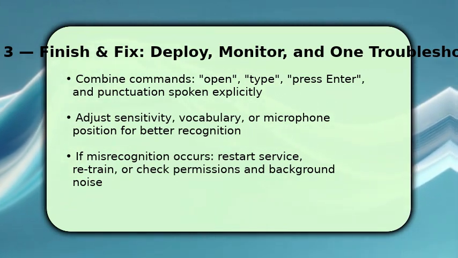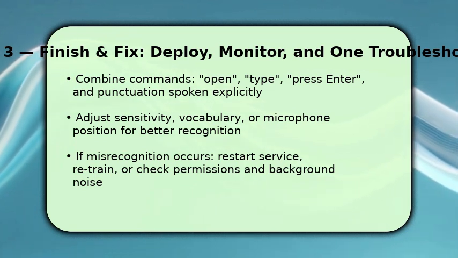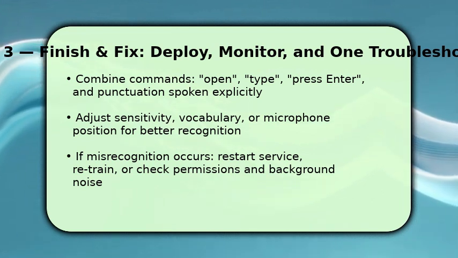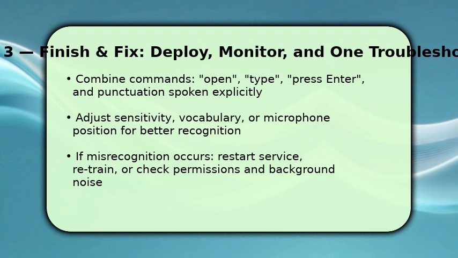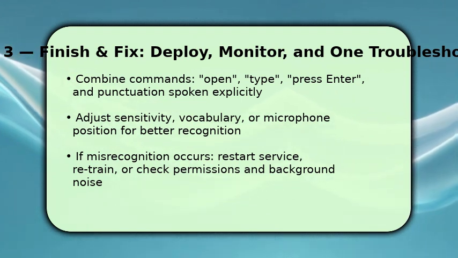If accuracy is low, refine settings. Lower sensitivity, expand vocabulary, or move the mic closer to reduce room noise. Make sure other audio apps are muted so voice access hears you clearly. If something goes wrong, restart the voice service, rerun the training, and check permissions. Background noise is the usual culprit, so reduce it and try again.